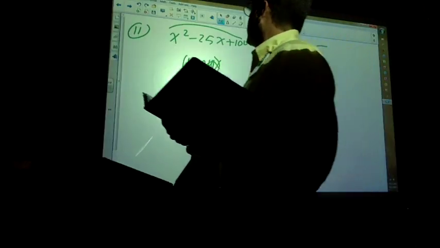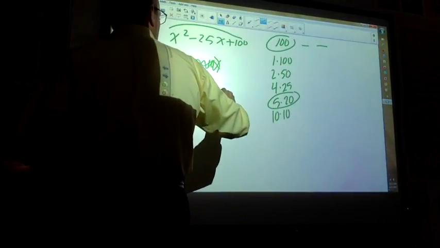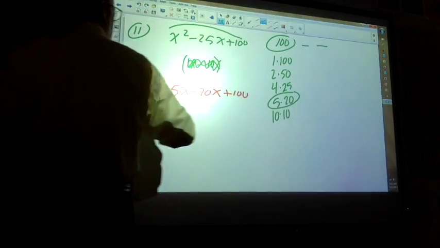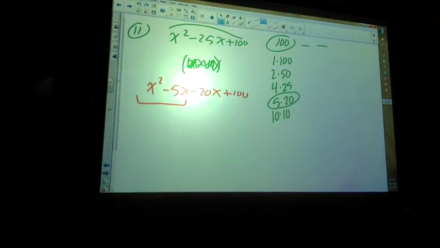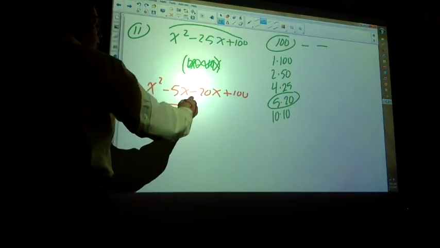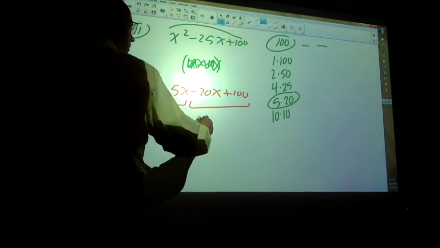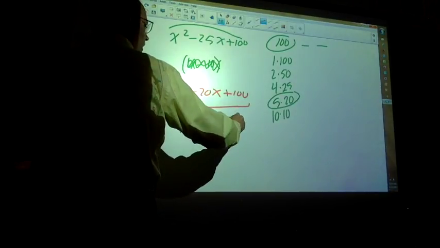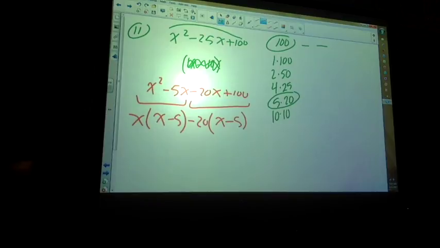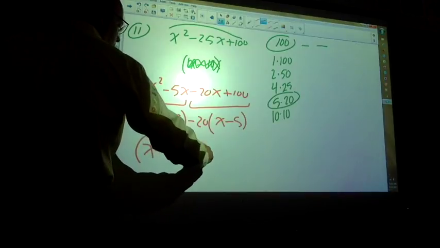So the negative 5 and the negative 20 is going to work nicely. So I got x squared minus 5x minus 20x plus 100. What's my common factor here? x. And that gives me x minus 5. What do I factor out here? Negative 20. x minus 5, and remember that changes the sign. Everyone good so far? My answer is x minus 5, x minus 20. Done.